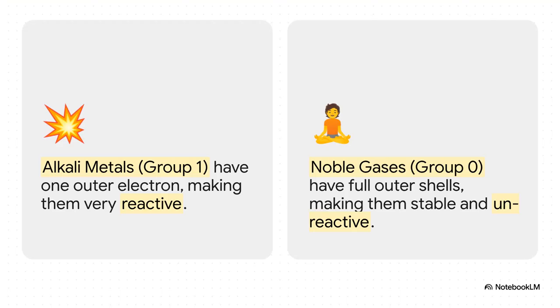Just look at this contrast. Over on the far left in Group 1, you have the alkali metals. They have just 1 electron in their outer shell, and they are desperate to get rid of it to feel stable. This makes them incredibly reactive. Now, go all the way to the other side, to the noble gases. Their outer shell is completely full. They're perfectly happy, totally stable, and they just don't want to react with anything.